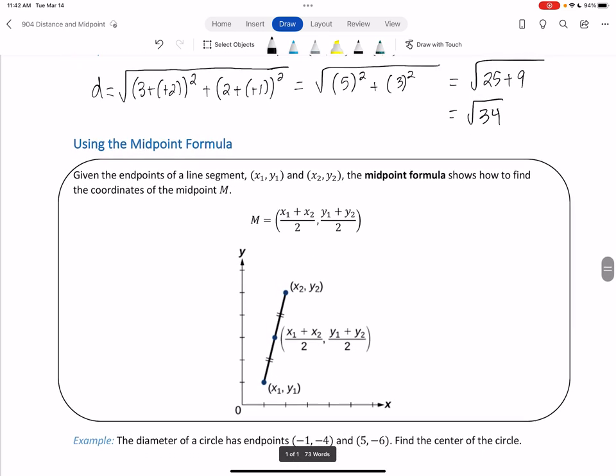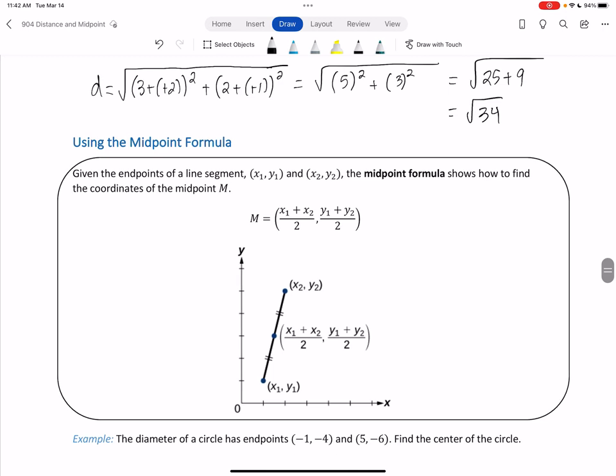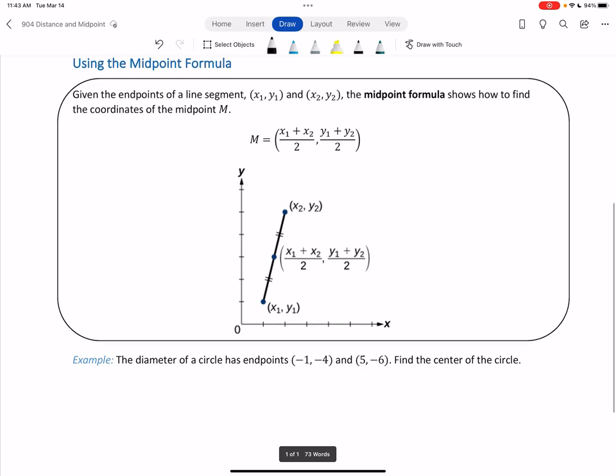The midpoint formula is the middle, right? Well, how do you find the middle? You find the average. So you add the x's, divide by 2, add the y's, divide by 2. That's how you find the middle.